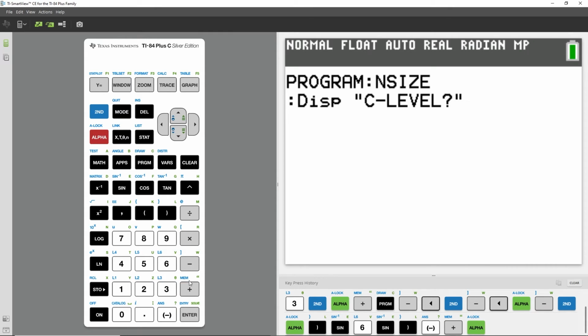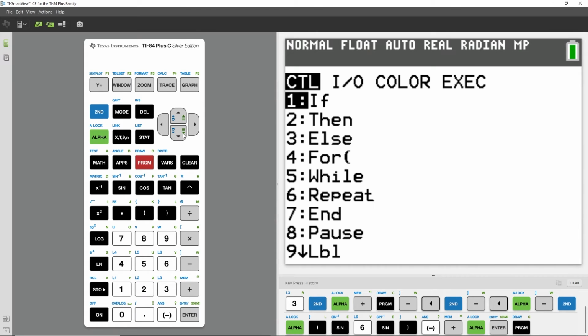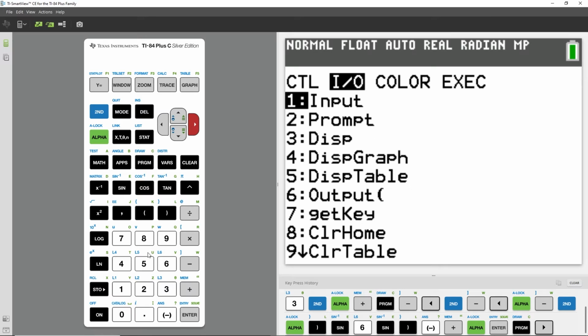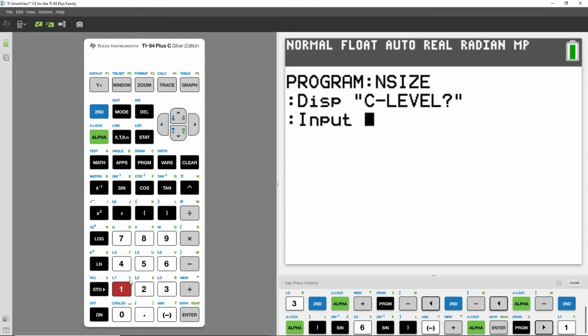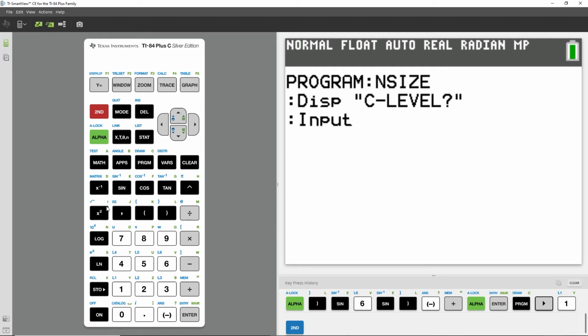Alright, let's take off the alpha lock. So display confidence level. It's going to say confidence level, and then we're going to be waiting for them to input the confidence level. And we'll go back to program and do input, and we'll call it C. Alpha C.